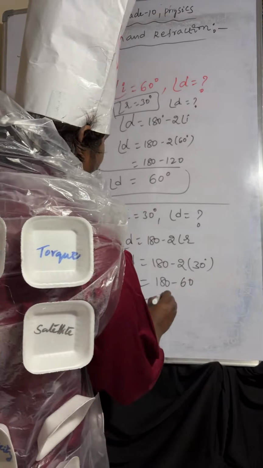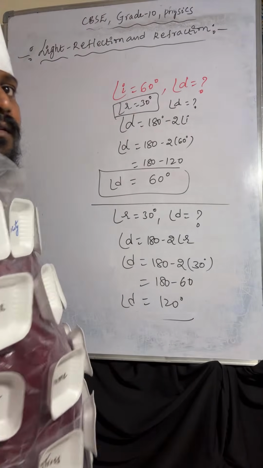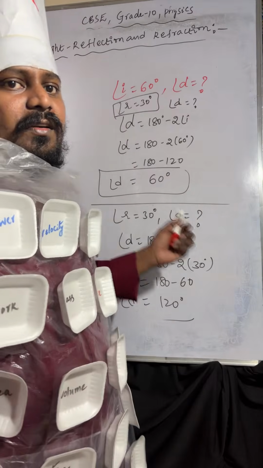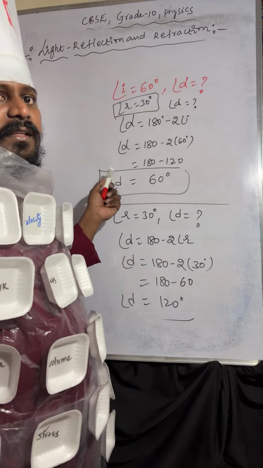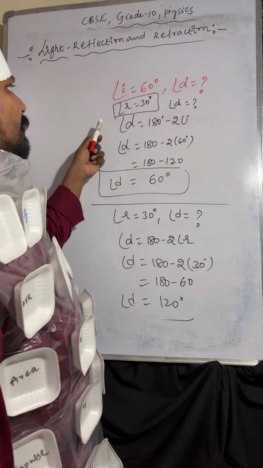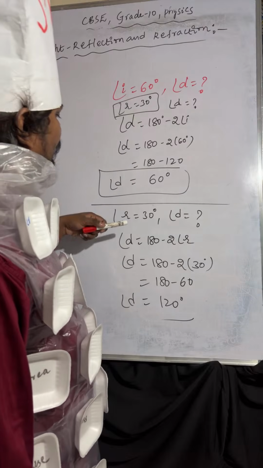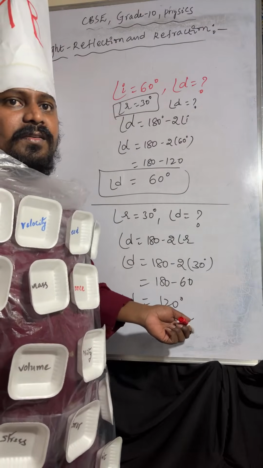60, then you will get 120 angle of deviation. Understood or not? Like that you have to solve. So you should know the formula. Don't get confused. If they give angle of incidence, to find angle of deviation, use this formula. And for the angle of reflection, we can use the same formula.